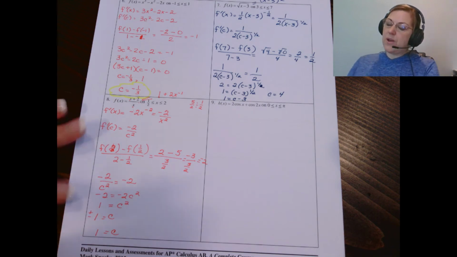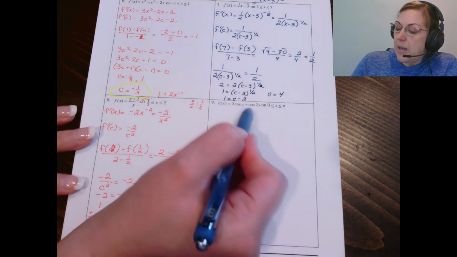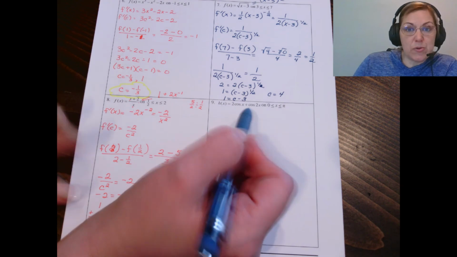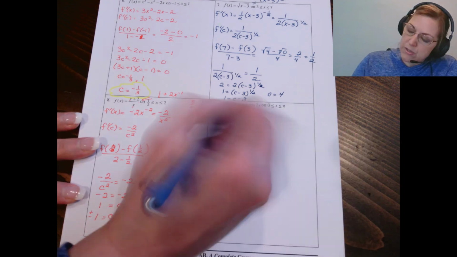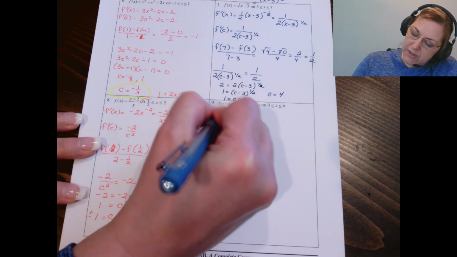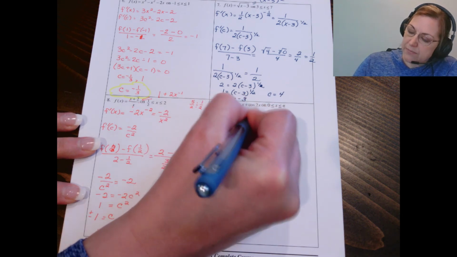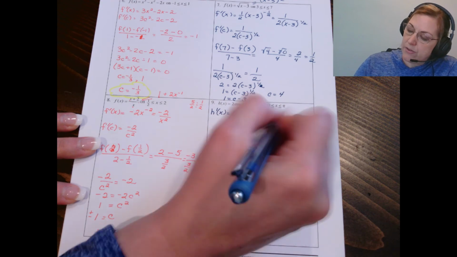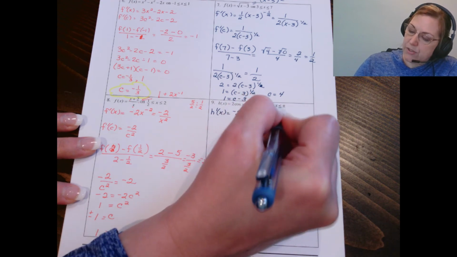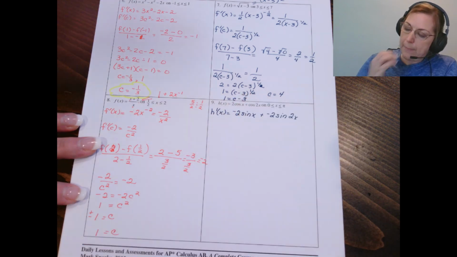All right, one more here. I don't have a problem with differentiable or continuous on this interval. So let's go ahead and jump in and take the derivative. That would be negative 2 sine of x plus negative 2 sine of 2x. And I want that at c.